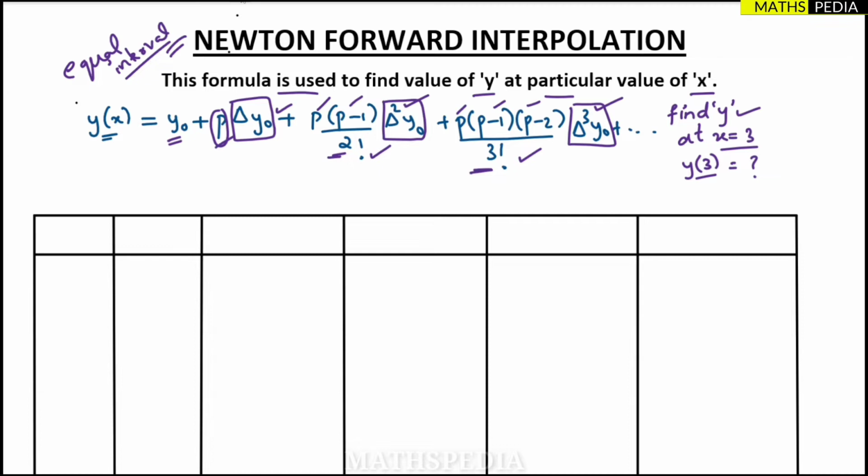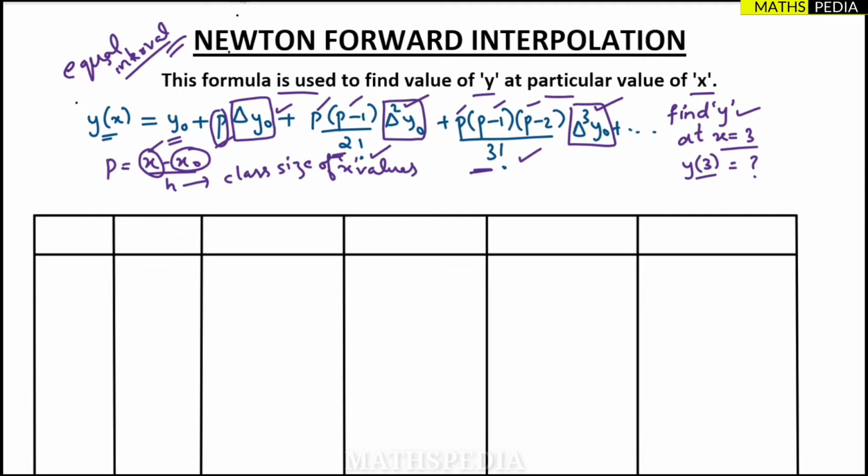Now in this we can see what will be p. P is nothing but x minus x naught by h. Now in this, x is nothing but the value asked in the question. So they will ask you x equal to 4, find out the value of y. So we have to put here 3 or whatever value they are asking. x naught, we'll understand that when we form the table. H is nothing but the class size of x values.